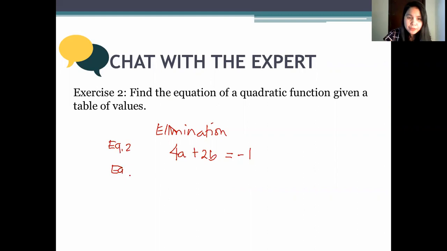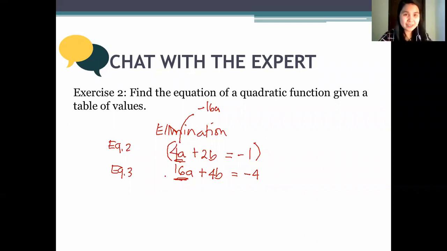What's our equation number 3? The one we have a while ago. 16A plus 4B equals negative 4. Now, how do we eliminate? Here's what we will do. You look at the smaller one. What will you multiply to the first equation so that we can eliminate 16A? What will you multiply to 4A to make it negative 16A? Write in the chat box.